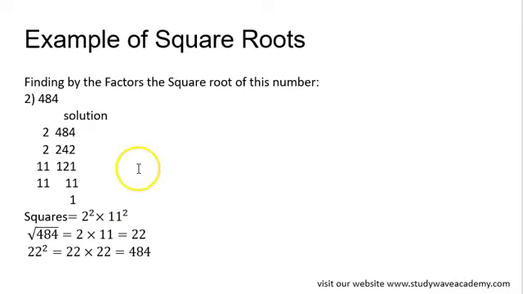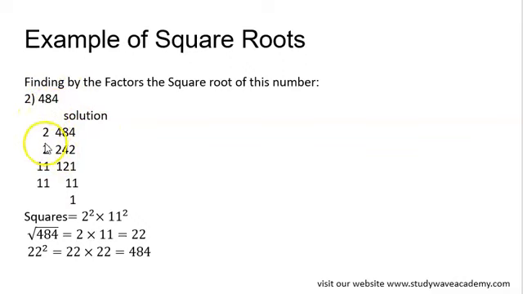We are to find the factors of this number. We have 484 here. We'll first of all find the factors. Then when we get the factors, we'll multiply them and we'll get our square root of 484, that when we multiply it, it will give us 484.